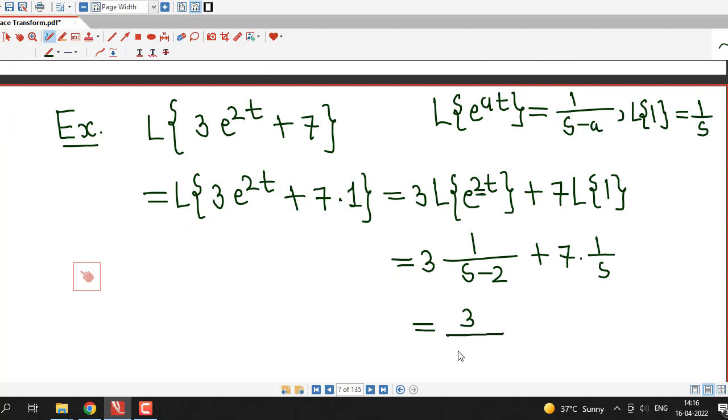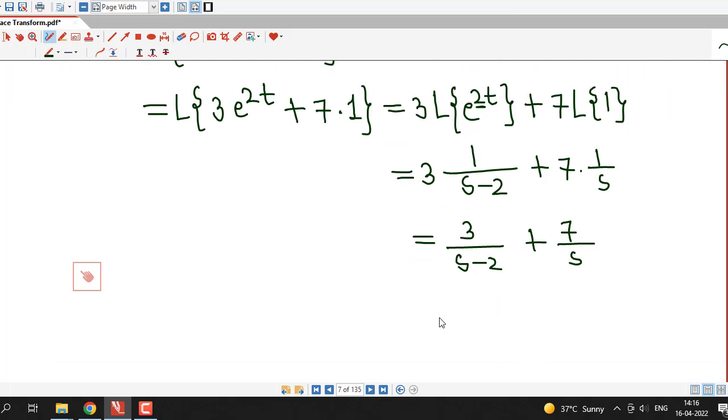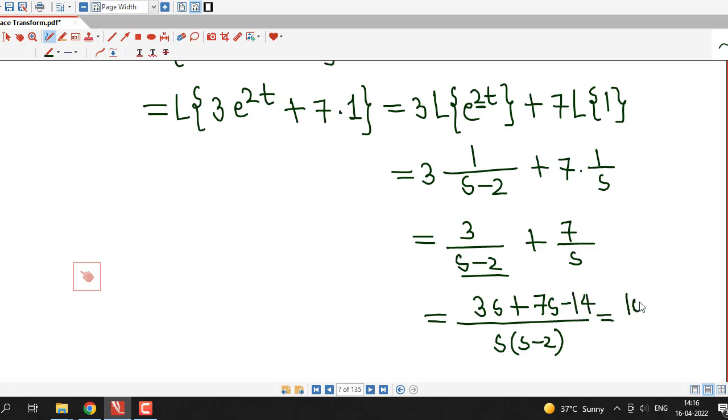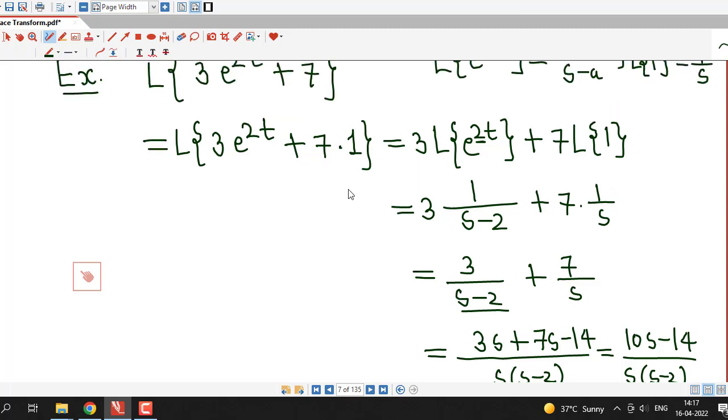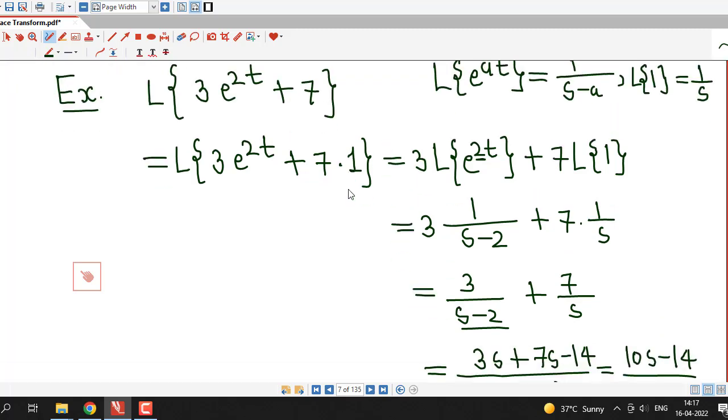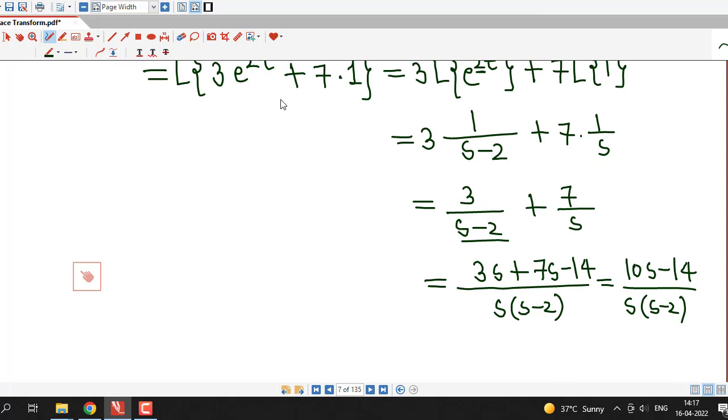So this is equal to 3 divided by s minus 2 plus 7 divided by s, and if we wish we can simplify this. We take LCM as s into s minus 2, and here we have 3s plus s minus 2 into 7, that is 7s minus 14. So this is going to be 10s minus 14 divided by s times s minus 2. So this is the linearity property which is helpful in finding Laplace transform of linear combination of given functions.